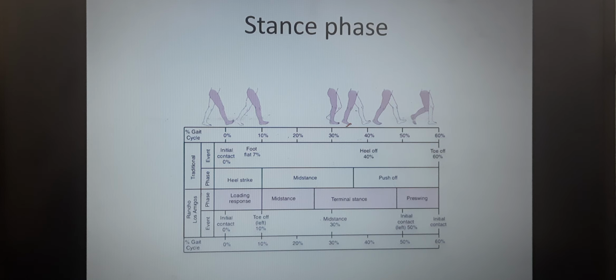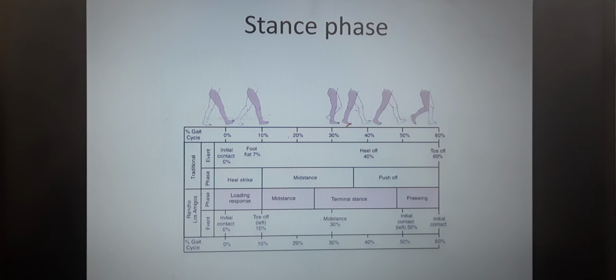Another one is toe off. This is the last one. It is the instant at which the toe of the foot leaves the ground, usually around 60% of the gait cycle. Sometimes it is subdivided into heel strike or loading phase, mid stance, terminal stance, push off and pre-swing phases, depending on the literature, but traditionally we use the five components I initially discussed: heel strike, flat foot, mid stance, heel off and toe off.